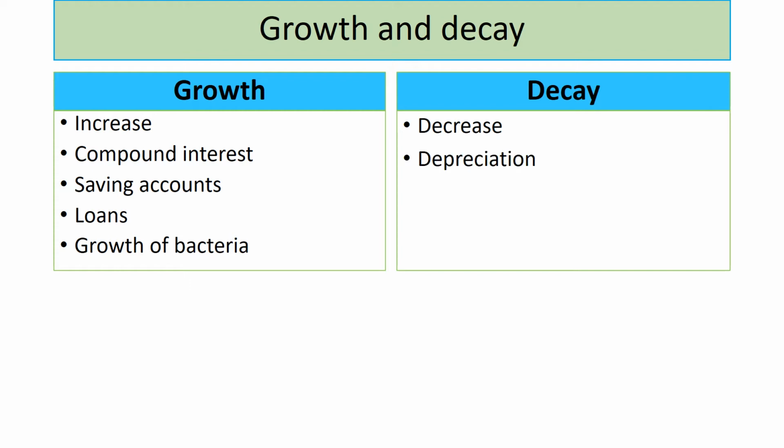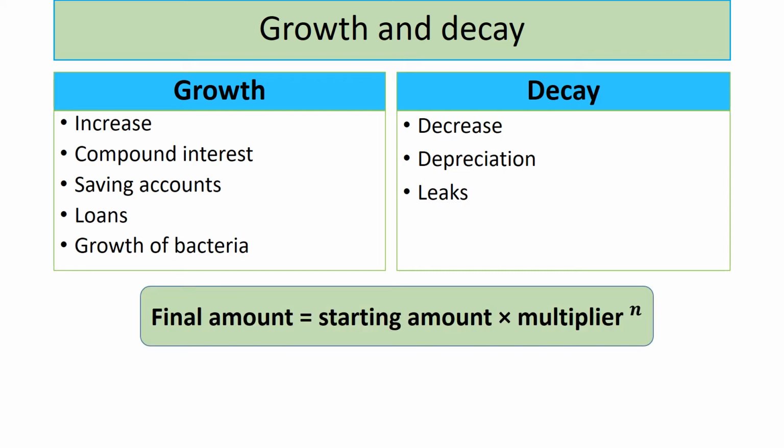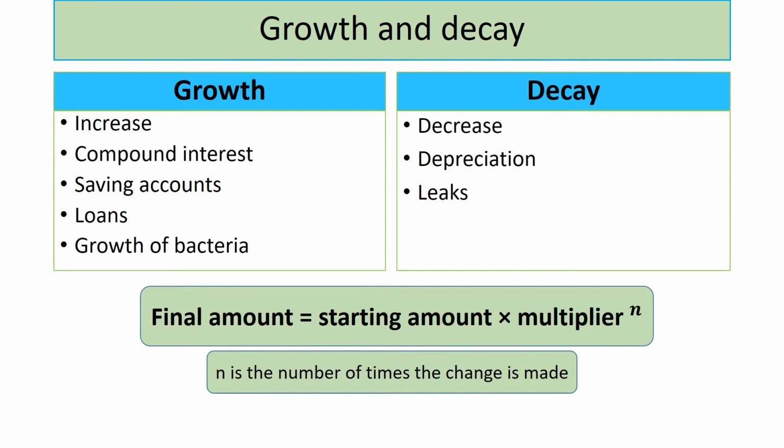When it comes to decay, we normally think about decrease. Depreciation, so this is when the value goes down, or for example leaks. Now, when it comes to the formula for working out growth and decay, it's quite straightforward, and it looks like this. So to work out the final amount, you need to multiply the starting amount by the multiplier to the power of n, where n is the number of times the change is made. And I understand that this may sound a little bit vague at the moment, but we're going to look at how it works in a second.